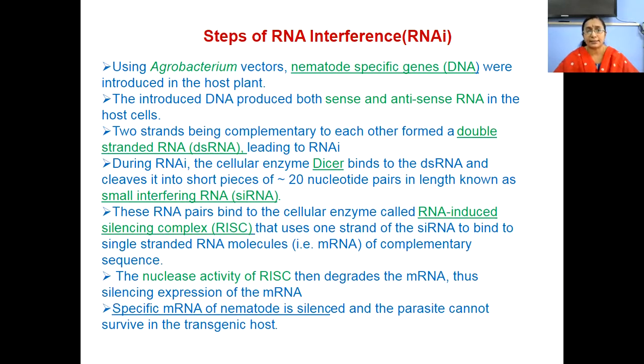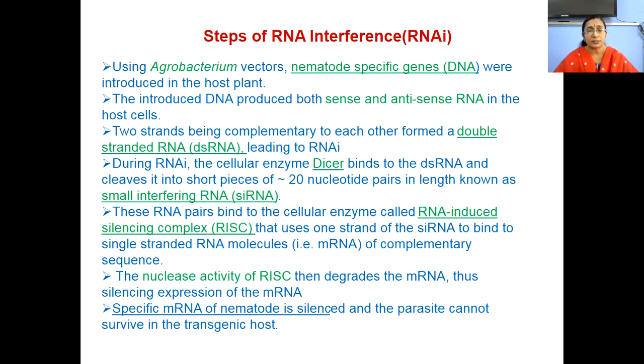In the case of tobacco, we use this RNA interference using agrobacterium vectors. We will introduce particular nematode specific genes, which produce some vital protein for the nematode, into the host plant. When we introduce this DNA into the host plant, naturally it will produce both sense and antisense RNA, and since sense and antisense RNA are complementary to each other, they will form a double stranded RNA.